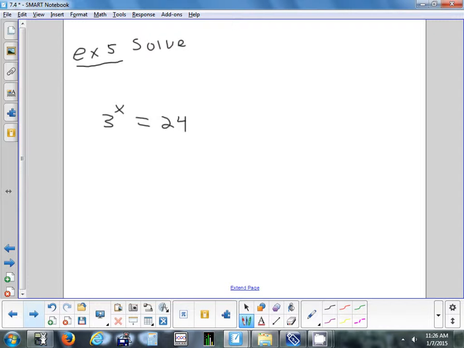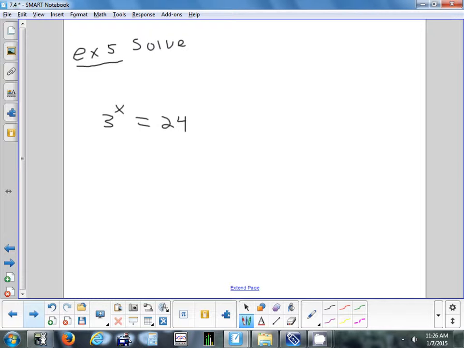Let's try that one. There's not really much different here than the last one. Okay, Sean, what kind of equation is that? Is that exponential or logarithmic? Exponential. Yep, it's exponential. Is 24 a power of 3? No. You could try 3 cubed, that's close, but that's 27. Okay, so 3 cubed is a little too big.